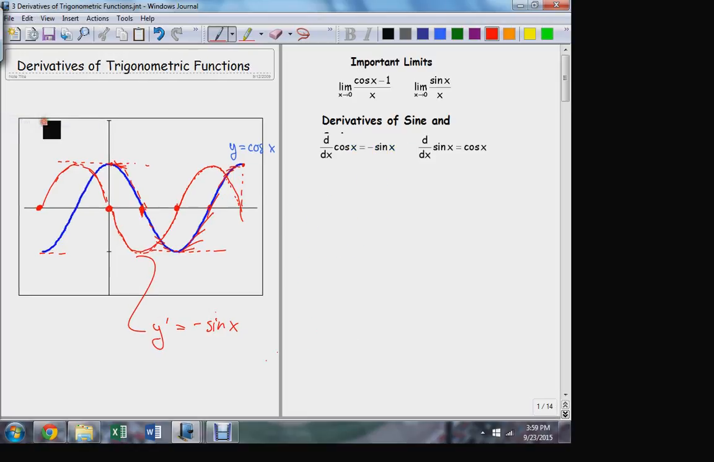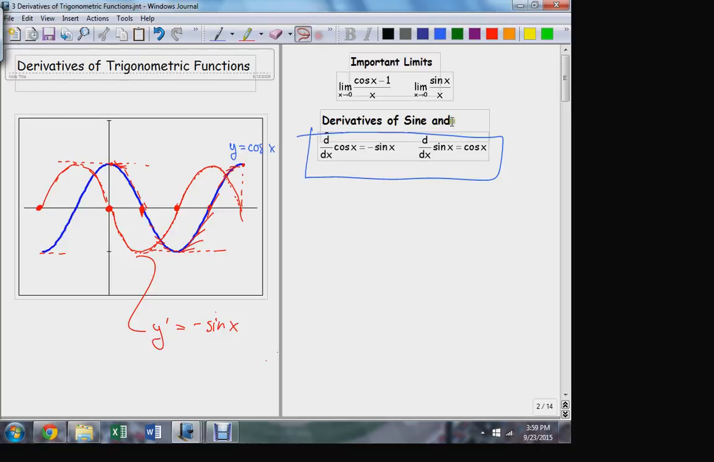Now, let me see here. So here are the rules. Here are two rules for this case. Oh, what? Something happened here.